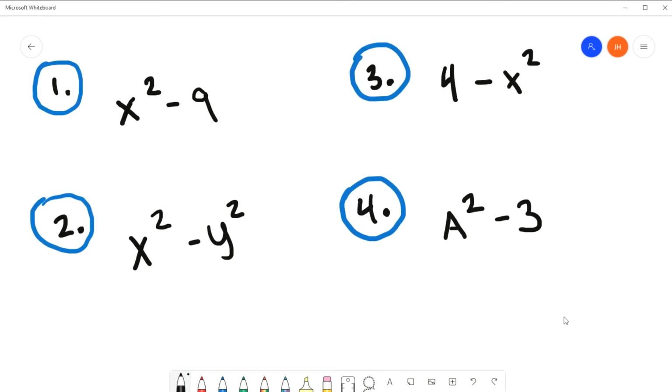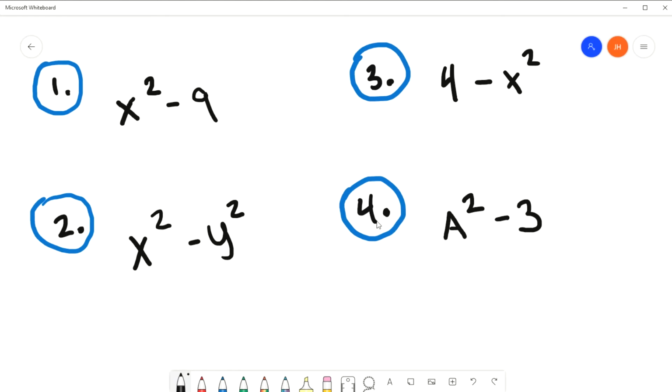Now, here I have 4 different examples of binomials with subtraction between the terms. What I'd like y'all to do is take a moment, pause the video please, and think about which of these binomials you can factor using difference of squares, and then go ahead and try to factor them yourself.